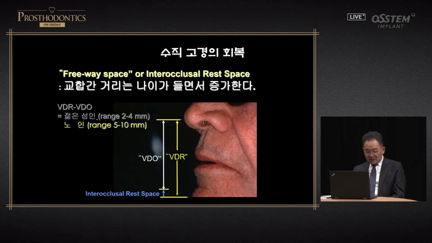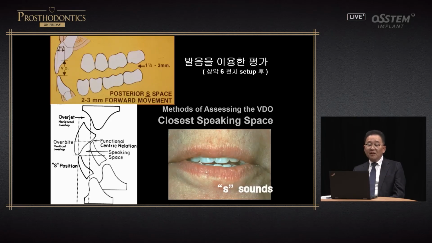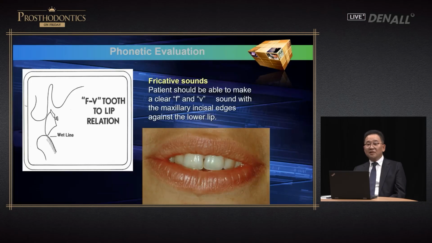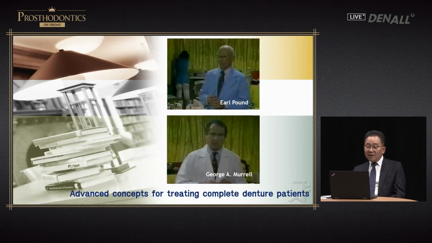Please remember this. When I ask my students, how do you find the VDO? Many say that they use pronunciations. This is about the closest speaking space which we learned at school. You have the patient pronounce F and V. Is this really possible? Is this clinically viable option? Such doubt does come to mind.